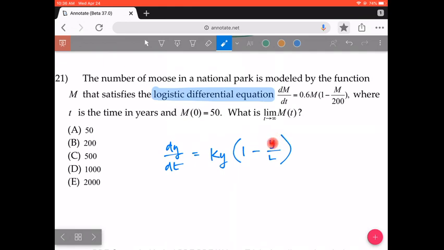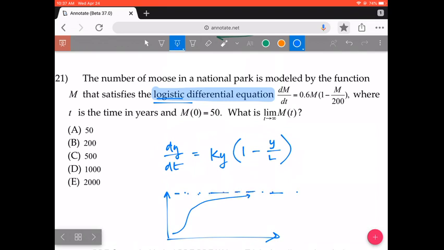It's a differential equation, you have dy dt, and this is the general form here. There's a few things to know about this: k is a constant. Where we see y, that's like your original function. So this variable here is representing an entire function. So your differential equation is in terms of the original function itself. Okay, so like I said, k is just a constant, and L is what we call a carrying capacity.